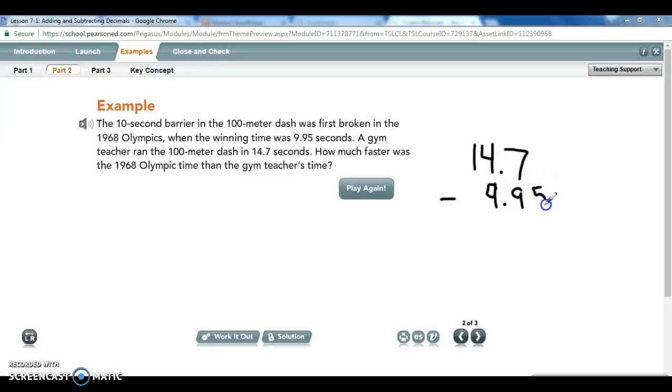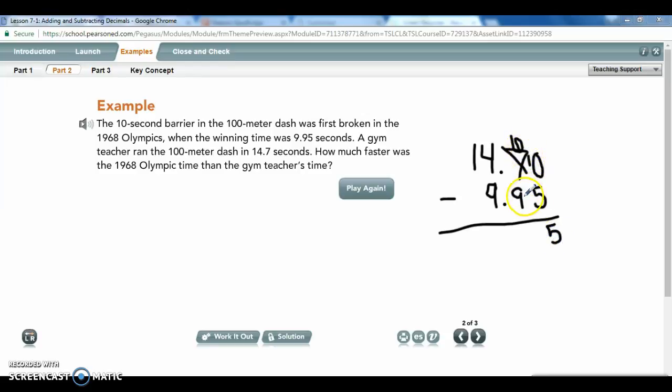Again, we're remembering to line up our decimal points. We can add in our 0 as a placeholder, knowing that a 0 at the end, when we have a decimal point, does not change the value. We cannot do 0 minus 5, so we have to borrow. This becomes 6. This becomes 10. 10 minus 5 is 5.